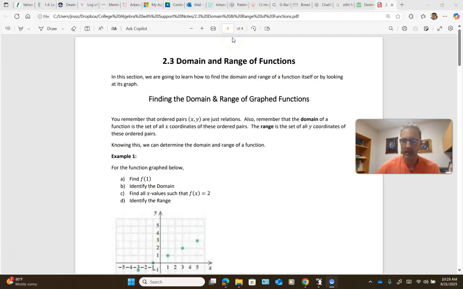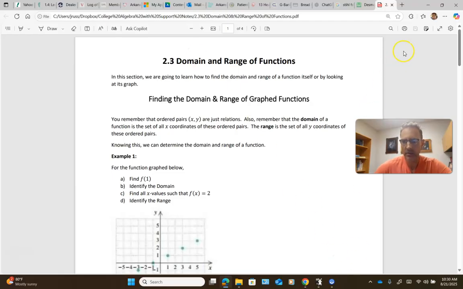Okay, welcome back, guys. We'll be looking at section 2.3 today, and I might be able to get it in one video. I don't know, we'll see. Okay, but what we're going to be focusing on is determining the domain and range of a function.